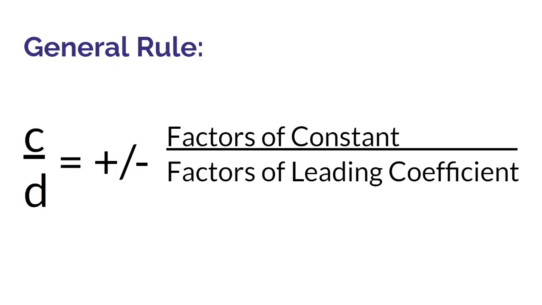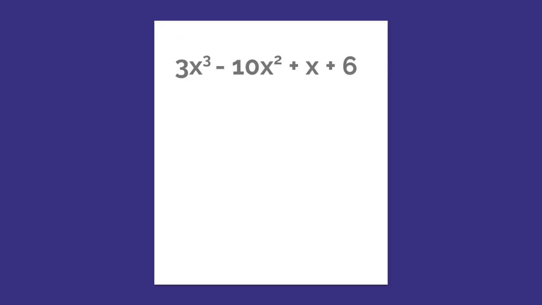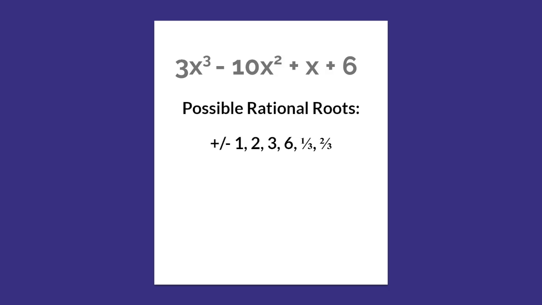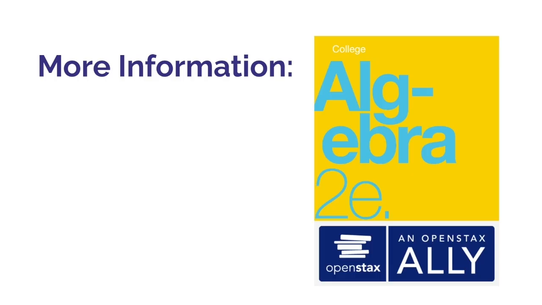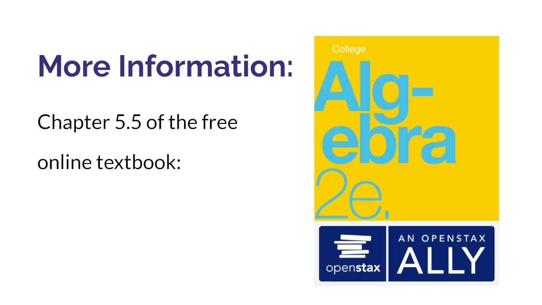So let us give it a try. Pause the video to try and find the rational roots of the following polynomial. Our possible rational roots of this polynomial are positive and negative 1, 2, 3, 6, 1/3, or 2/3. And after we plug them in for x, the rational roots of this polynomial are found to be negative 2/3, 1, and 3. For more information, check out this textbook online.